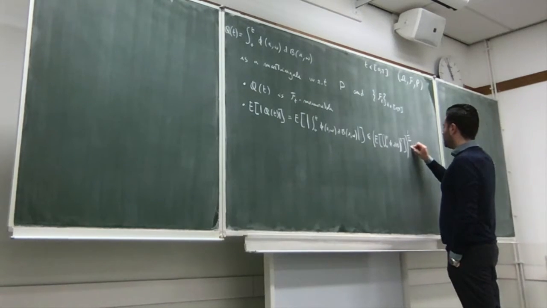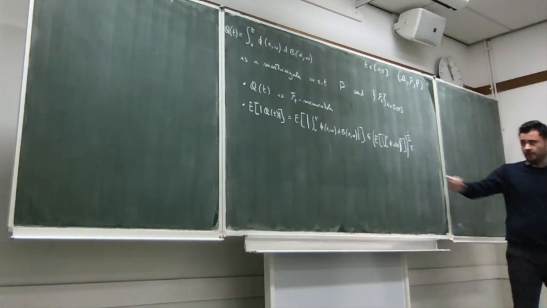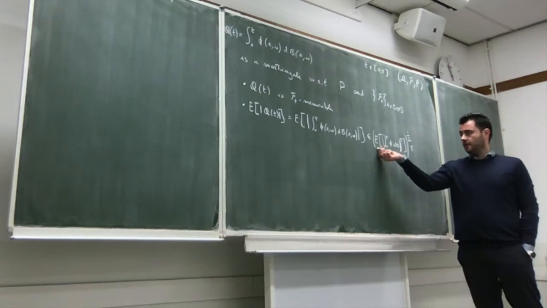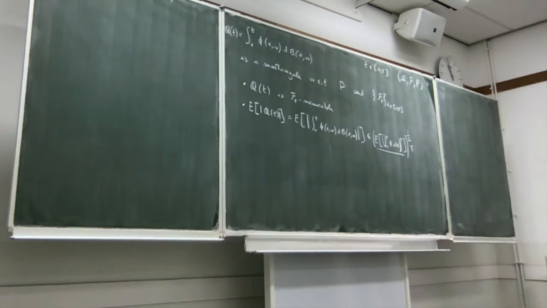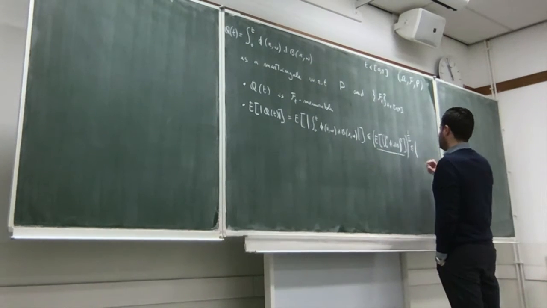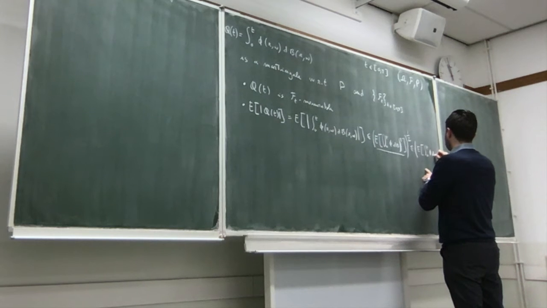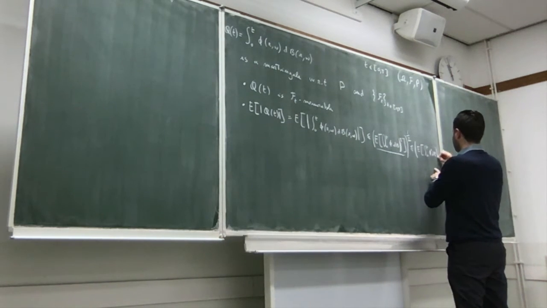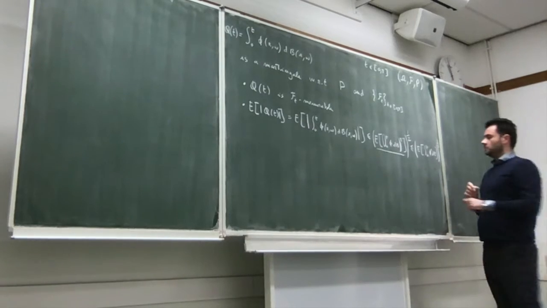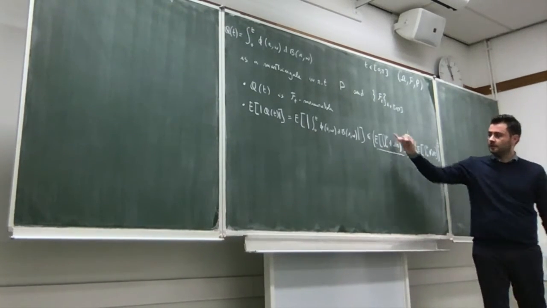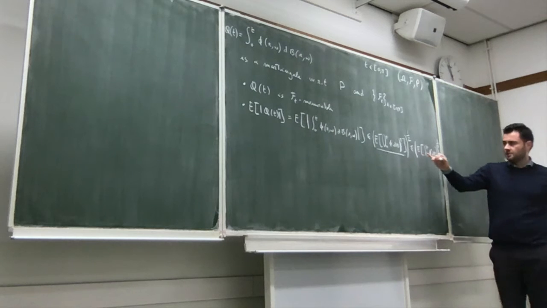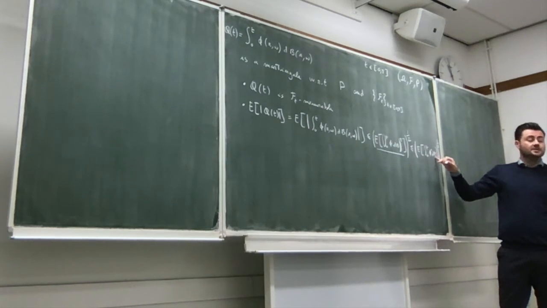And now here we can exploit the fact that we are playing with a simple process. In particular, we can use the Ito isometry. If we do that, we know that this is equal to the expectation of the integral from 0 to t of phi squared dt, everything under the square root. So I'm substituting the expectation of the integral squared with the expectation of the integral of phi squared dt. That's the Ito isometry.